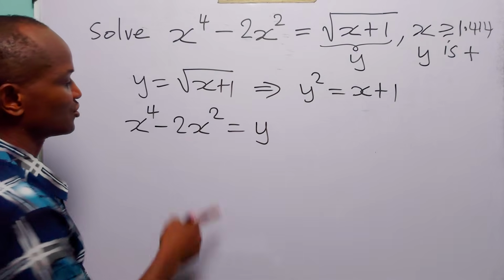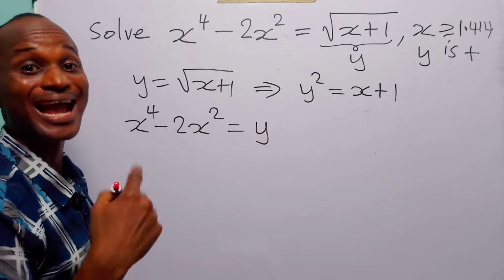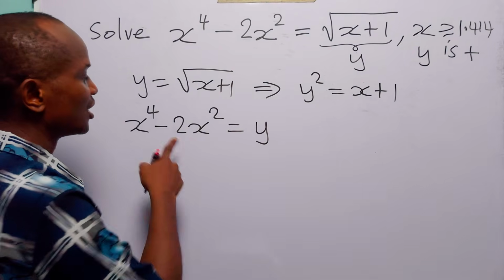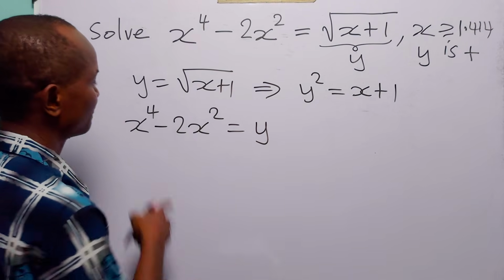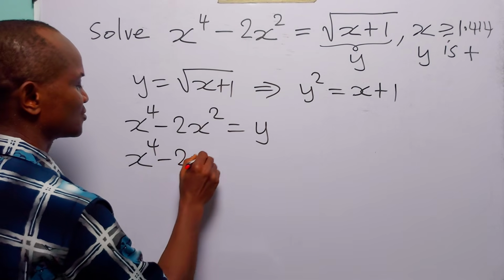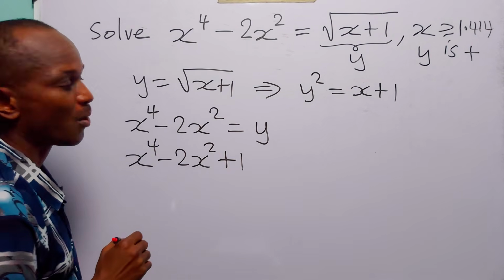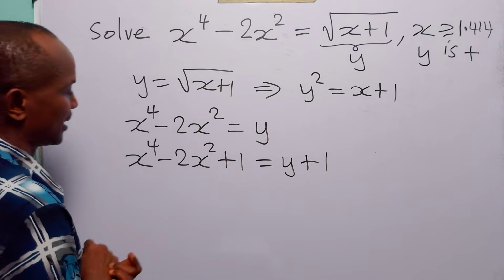The next thing we are going to do is to add 1 to both sides of this equation. Of course, you know that when we add the same quantity to both sides of an equation, we haven't changed the equation in any way. So on the left hand side, we have x^4 - 2x^2 + 1. And this is equal to y plus 1.